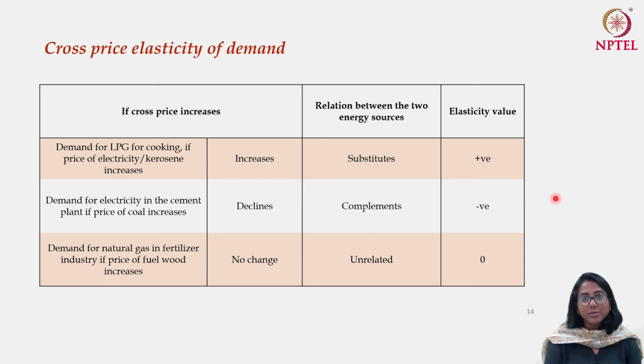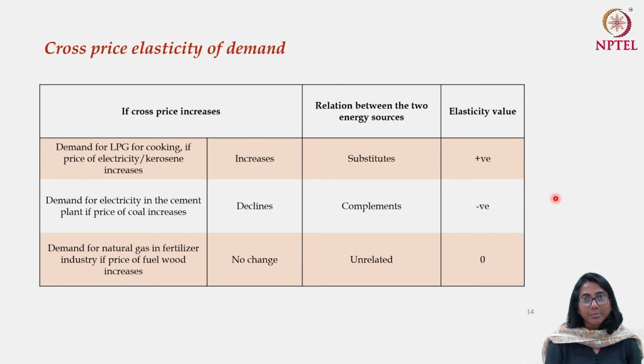What is the channel through which this mechanism is working? It's basically like this. Suppose the price of kerosene increases. If the price of kerosene increases, the demand for kerosene will go down. If the demand for kerosene goes down and this reduced demand is met by LPG, then you can use either LPG or kerosene for your cooking purpose, and your budget allows you to do that. So kerosene and LPG are considered to be substitutes.